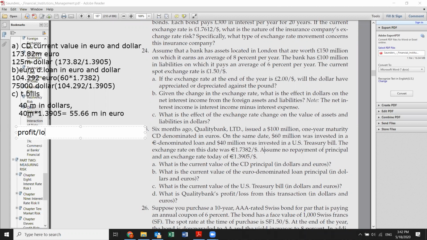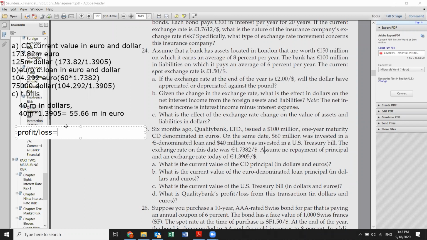Profit or loss is equal to, think a bit. From which transaction? From all transactions. Some money we invested in liability, in millions. So this is all ABC. The rate was 1.7382 and then the rate changed to 1.3905.